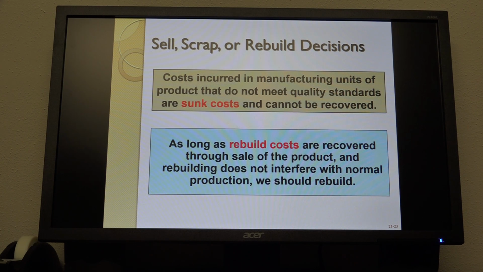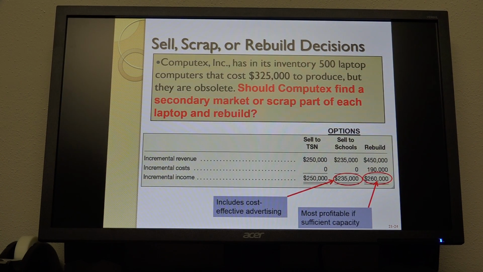And so they have this example of a company that makes and sells laptop computers, and they have 500 computers that are obsolete, and it costs them $325,000 to produce those 500 computers. That $325,000 to produce those 500 laptops is irrelevant to any decision on whether or not we should sell, scrap, or rebuild because it's a sunk cost.